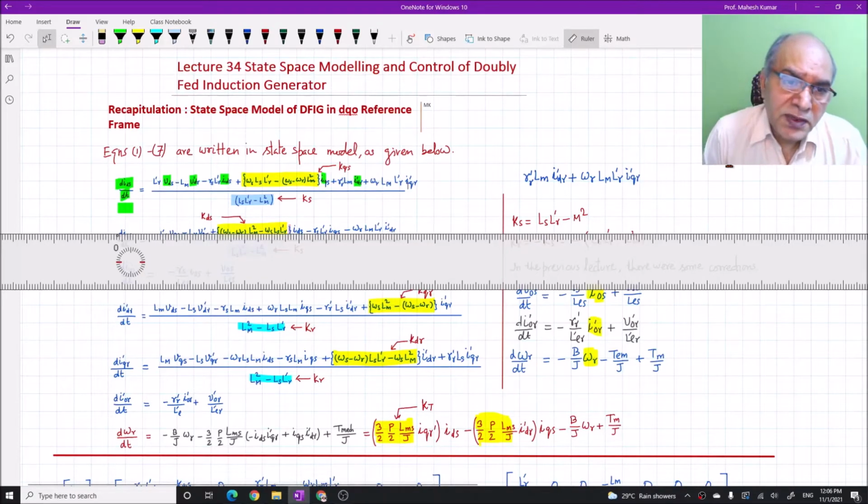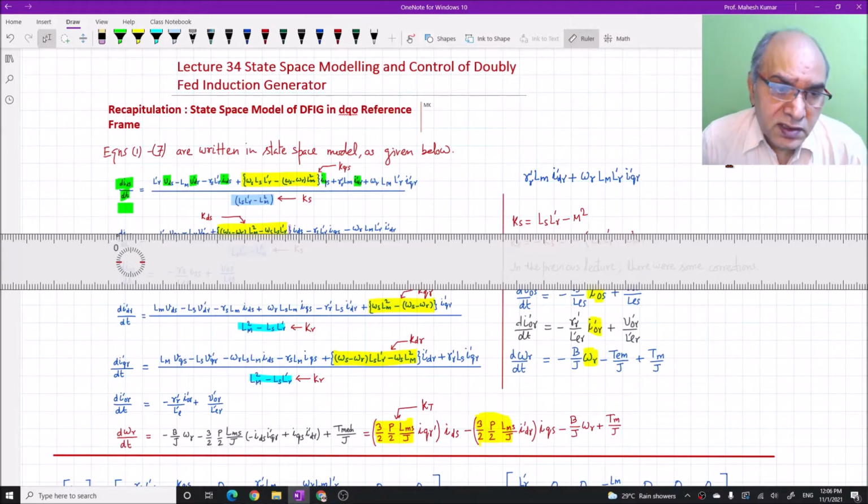So in the previous class we have developed the 7 first order differential equations for the stator currents, for the rotor currents and the rotor speed in dq0 frame of reference. And these 7 first order derivatives form the state space model of the DFIG. So we can arrange these first order derivatives as coefficients of various quantities. These quantities are state variables and the input quantities.